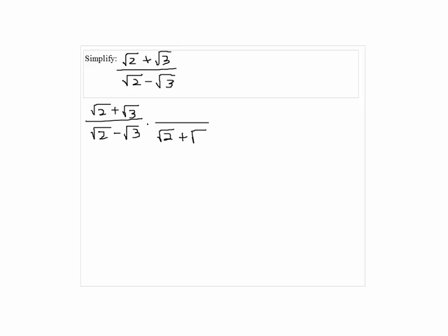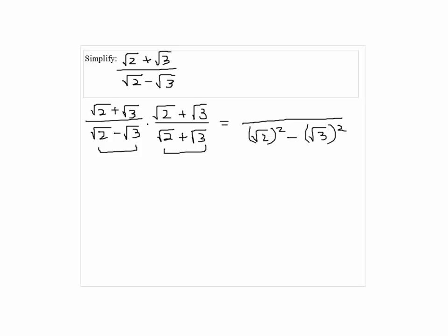Simplify the square root of 2 plus the square root of 3 over the square root of 2 minus the square root of 3. First, we're going to multiply top and bottom by the conjugate of the denominator, which is the square root of 2 plus the square root of 3. When we multiply, notice that the denominator is a difference of squares. So we have the square root of 2 squared minus the square root of 3 squared. And on top, we have the square root of 2 plus the square root of 3, squared.